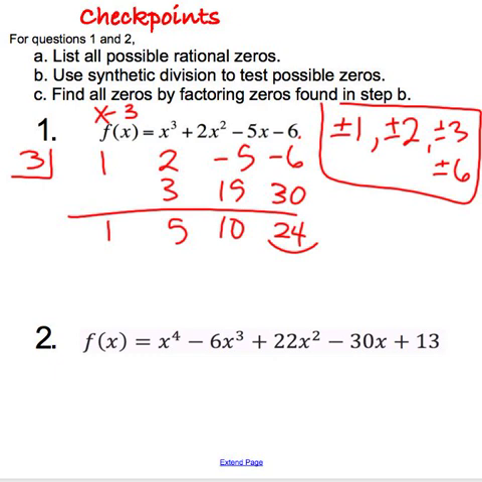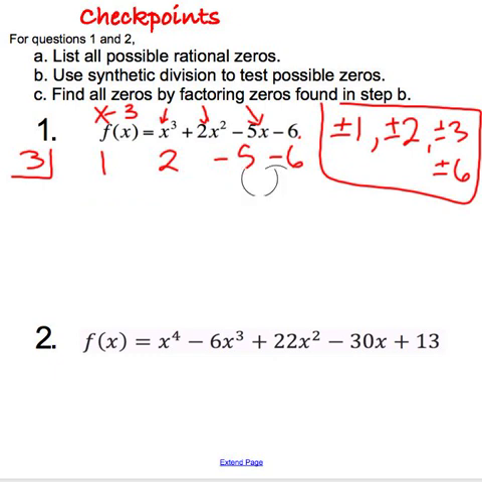Also remember, that means that if I plugged in 3 into everything, I would get an answer of 24, which means it's not a 0. It should give me an answer of 0 if it's a factor. So we try something else. We erase this and we start over. How about I try negative 3? Negative 3. 1, 2, negative 5, negative 6.